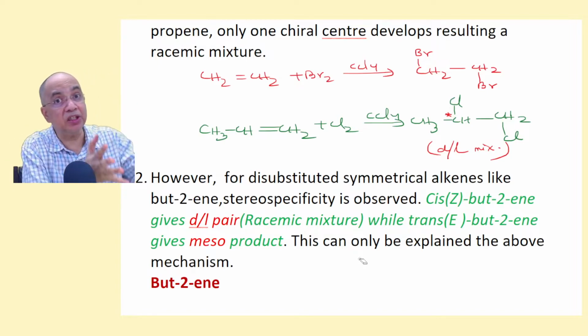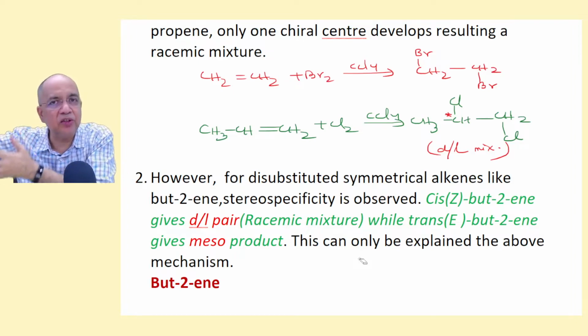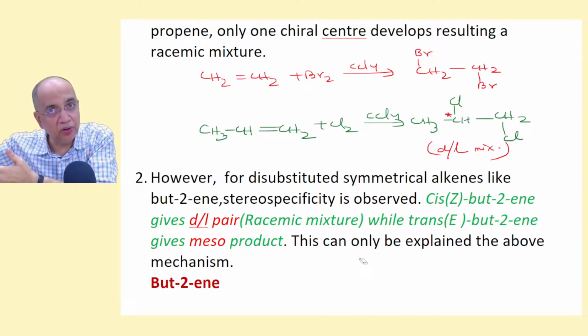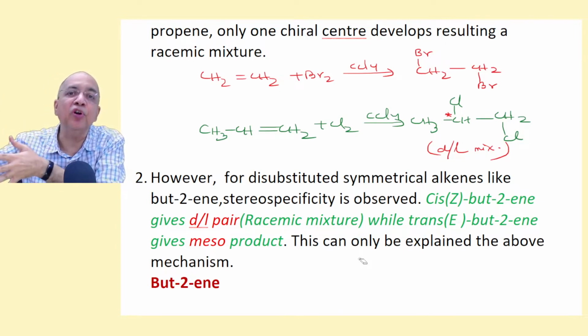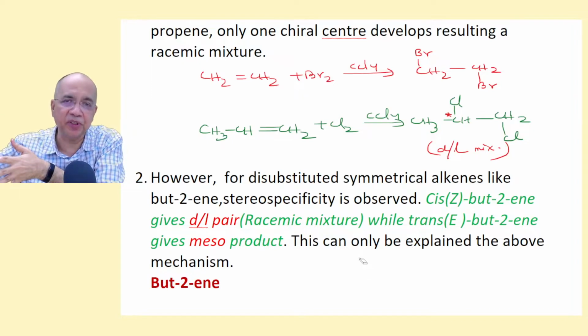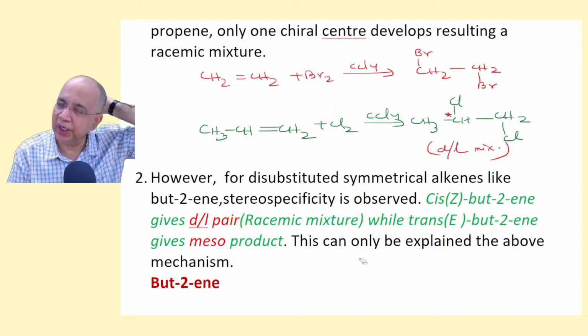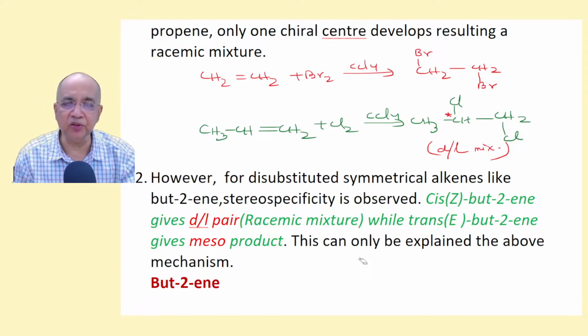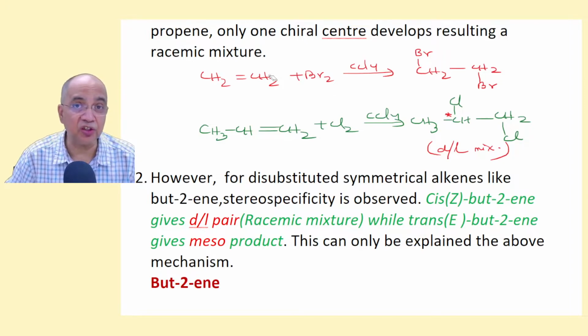A particular stereoisomeric reactant, Z or E, gives a particular stereoisomeric product, meso or DL pair. DL pair is a pure product, 50% D and 50% L of a particular diastereoisomer. That is a pure product. You can't say it is impure just because it is a mixture. No. DL mixture is a pure product and meso is another pure product. These are diastereoisomers. So this type of reaction is called stereospecific.